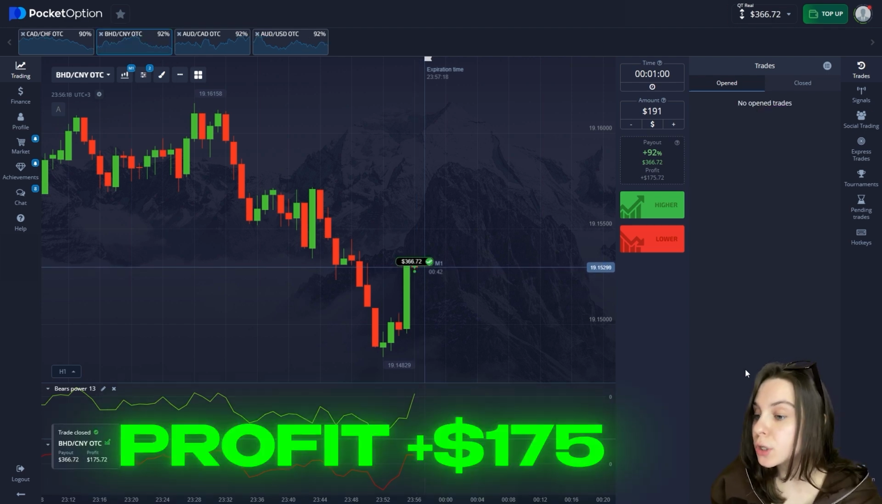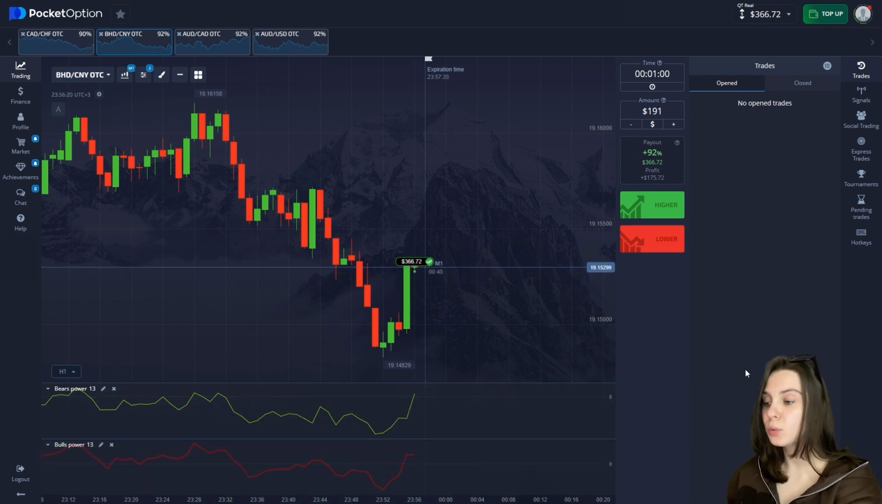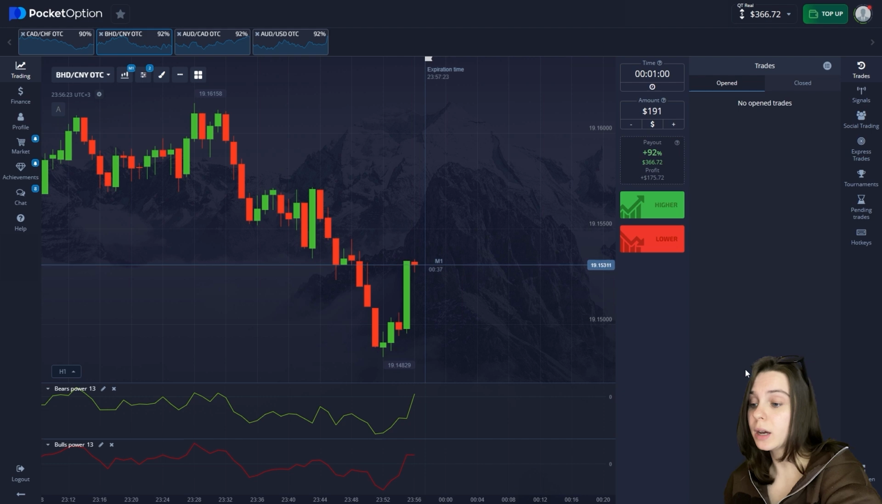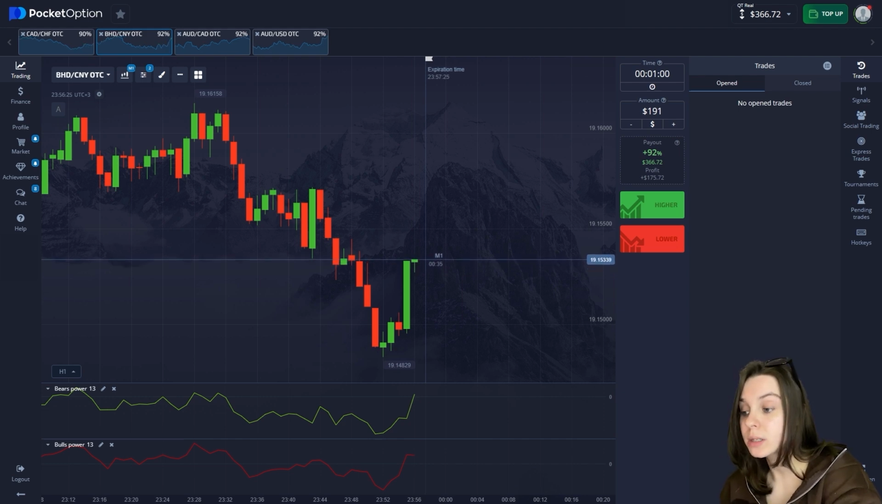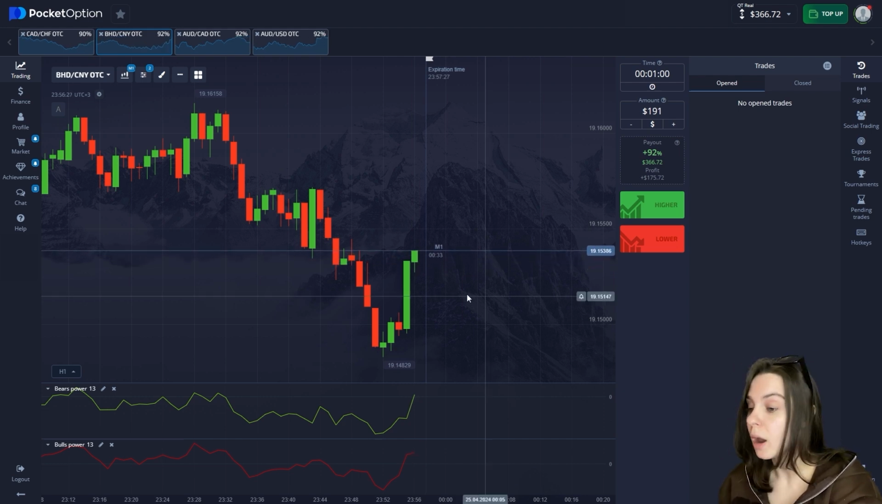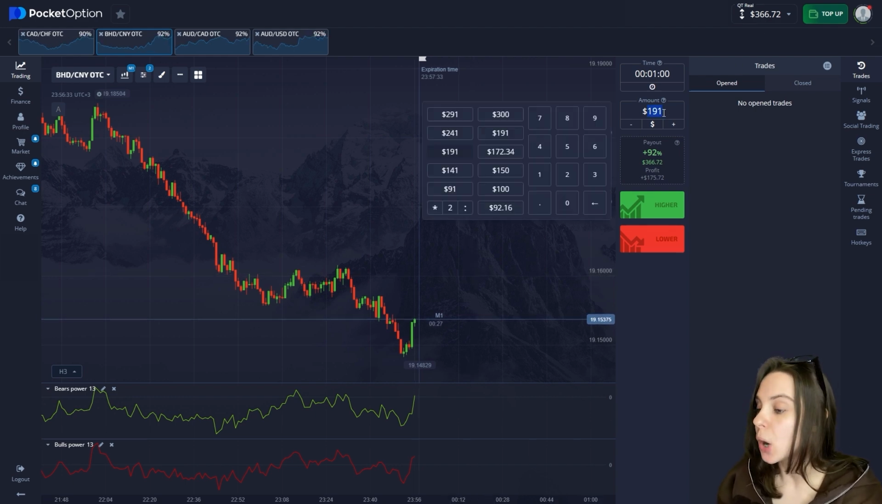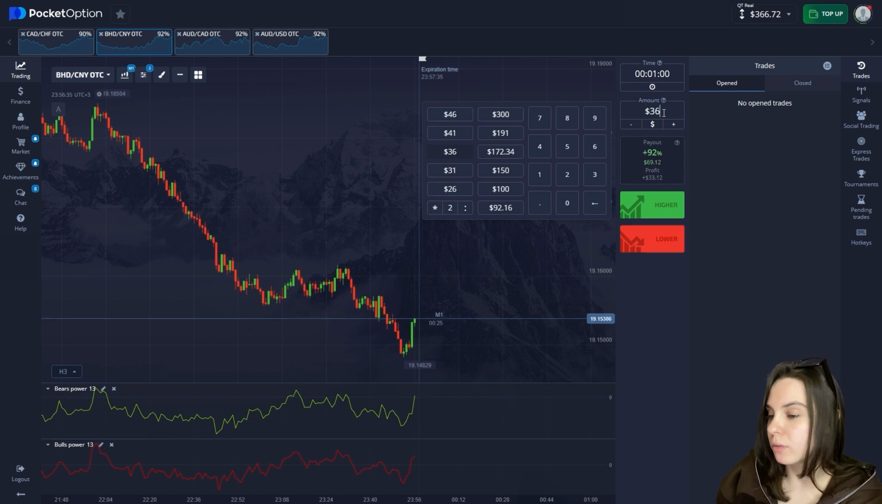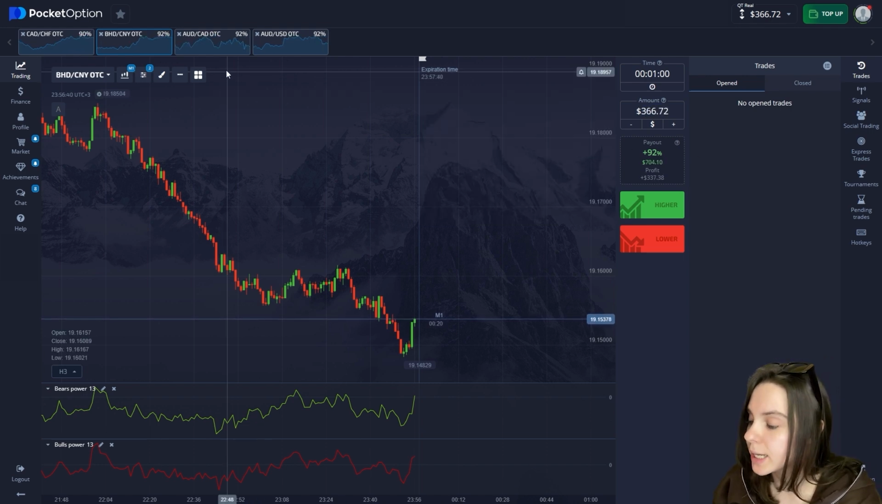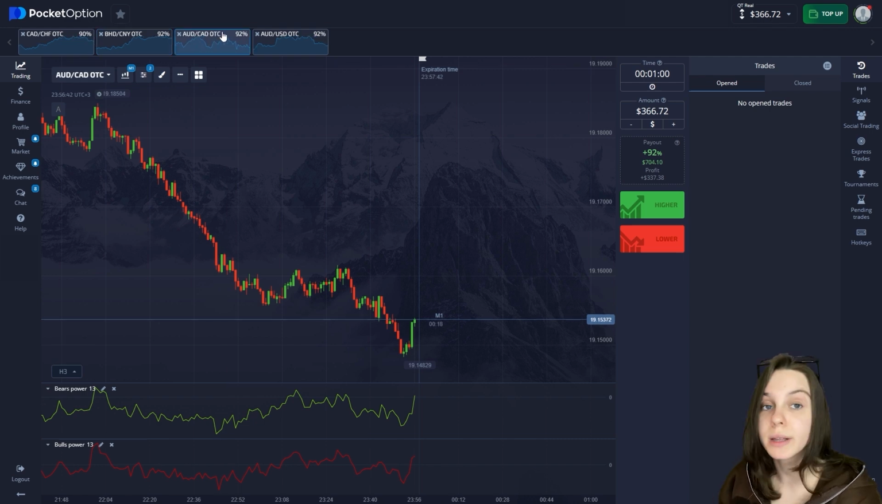This deal is also closed with a plus. We see there is nothing surprising, everything is clear according to the strategy, according to our plan. Our balance is already $366.72. We will immediately increase the amount of the next transaction to the size of $366.72 and move on to the next currency pair.